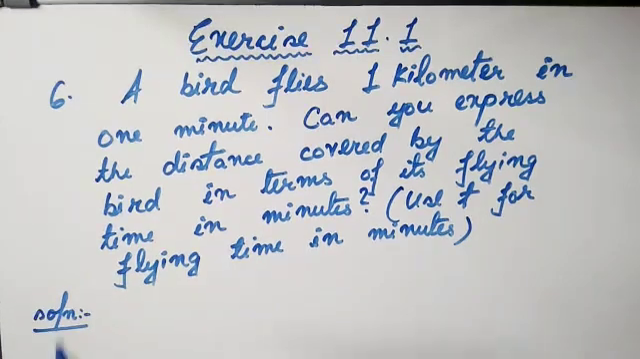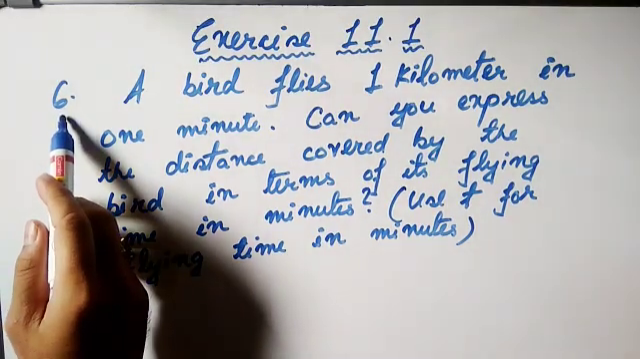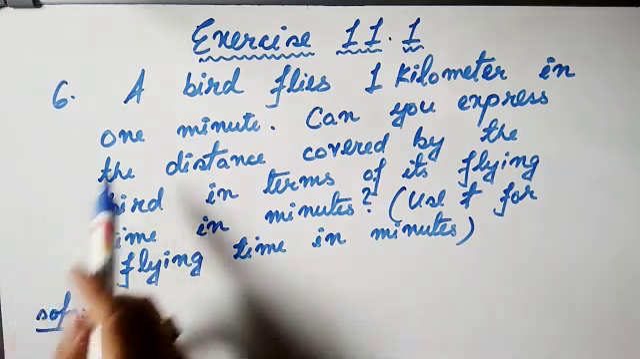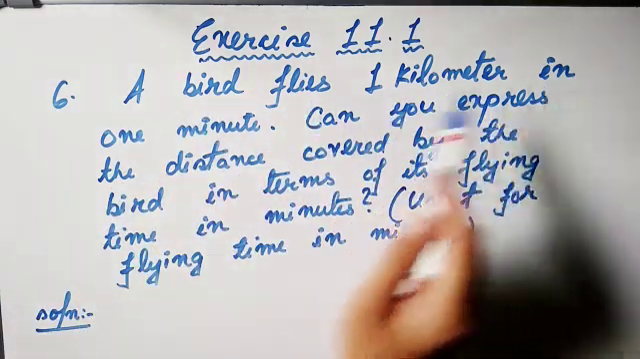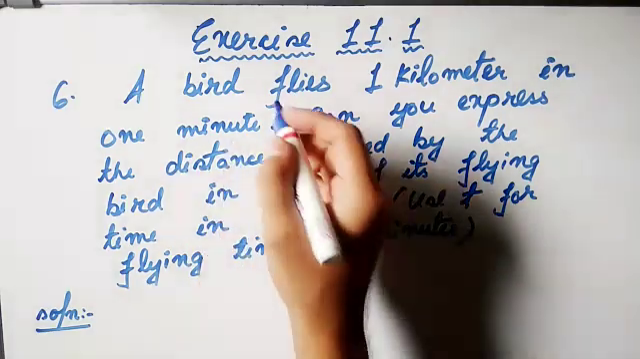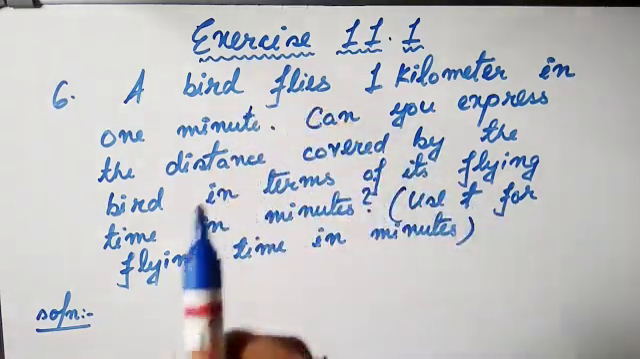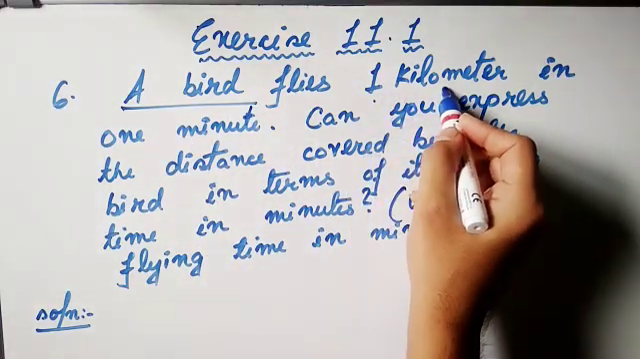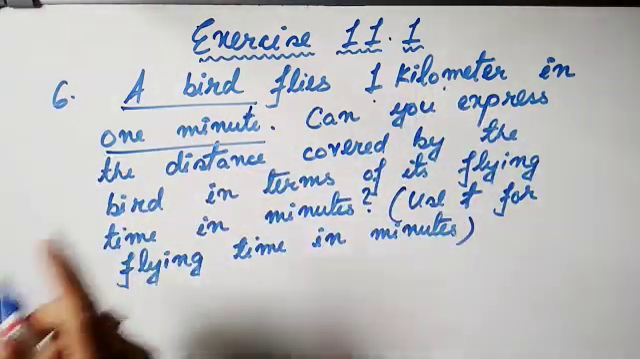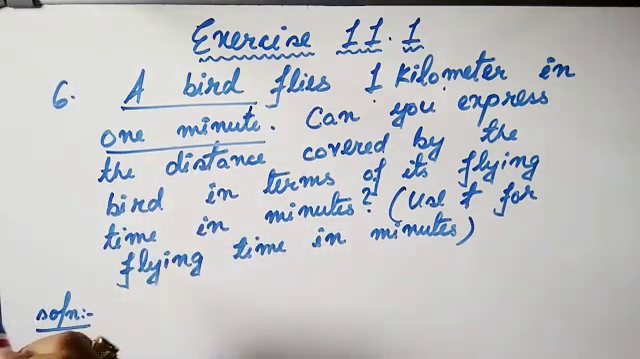Next students, let us read our next question. That is question number 6. And it says, a bird flies 1 kilometer in 1 minute. So it means that there's a bird and the speed of the bird is 1 kilometer per minute. In 1 minute means per minute.